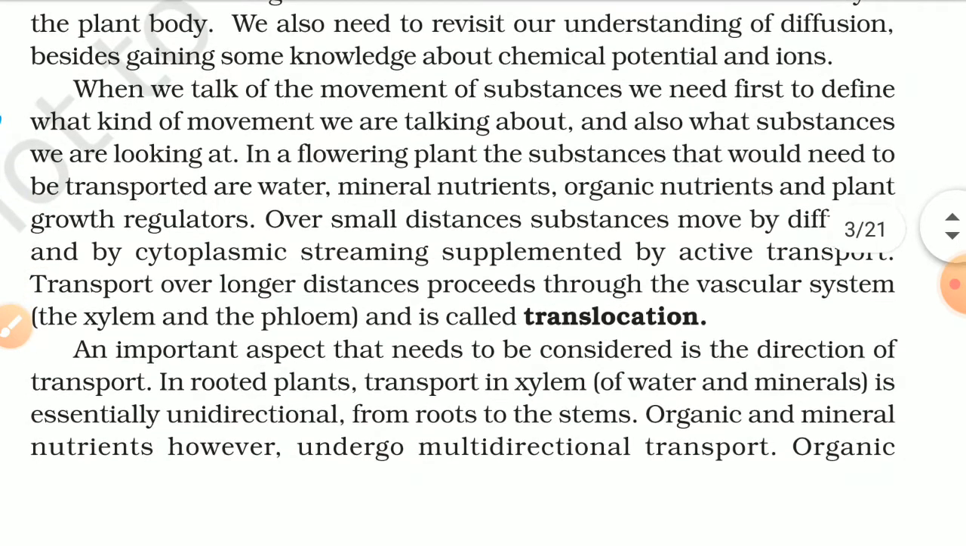When we talk of the movement of substances, we need first to define what kind of movement we are talking about and also what substances we are looking at. In a flowering plant, the substances that would need to be transported are water, minerals, nutrients, organic nutrients, and plant growth regulators. Over small distances, substances move by diffusion and by cytoplasmic streaming, supplemented by active transport. Transport over longer distances proceeds through the vascular system, the xylem and the phloem, and is called translocation.